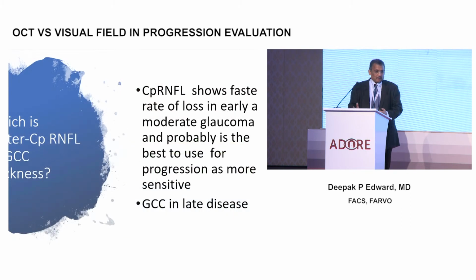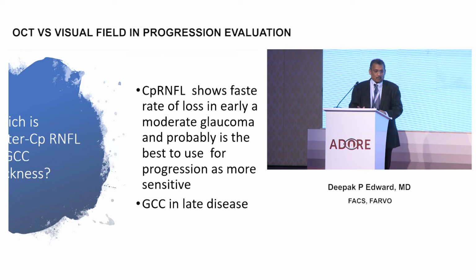So which is better for progression? The RNFL shows a faster rate of loss in early and moderate glaucoma, and probably is best used for progression as it's more sensitive. But in late disease, GCC is probably the way to go.